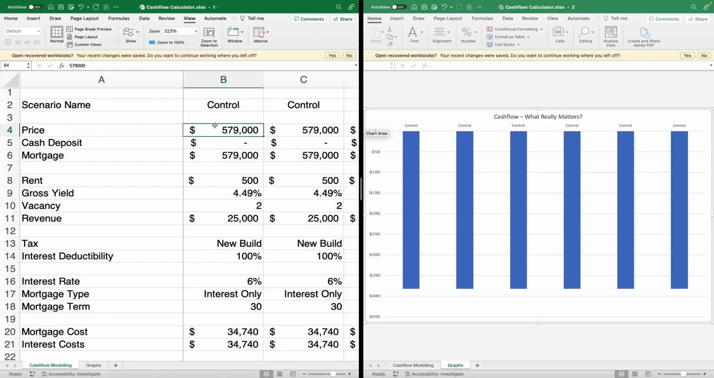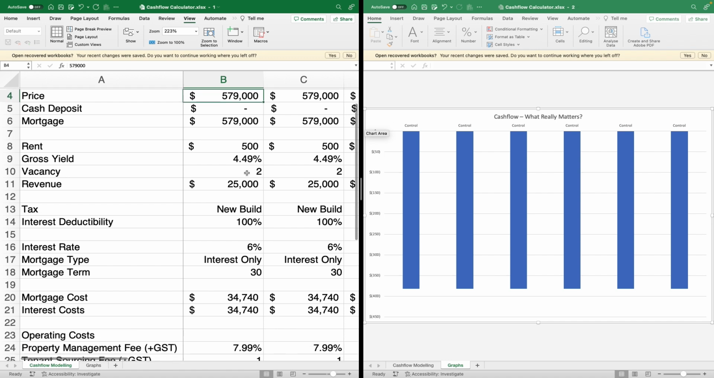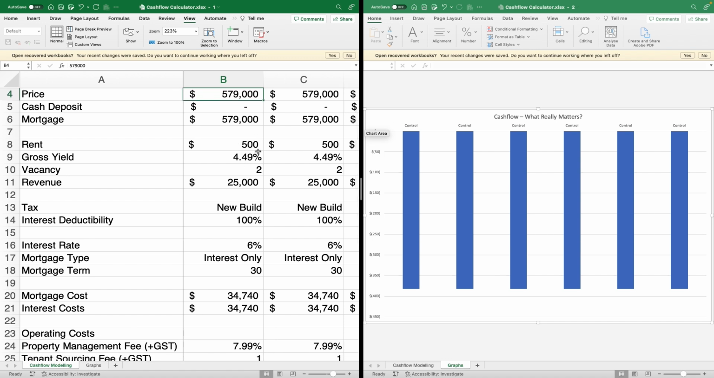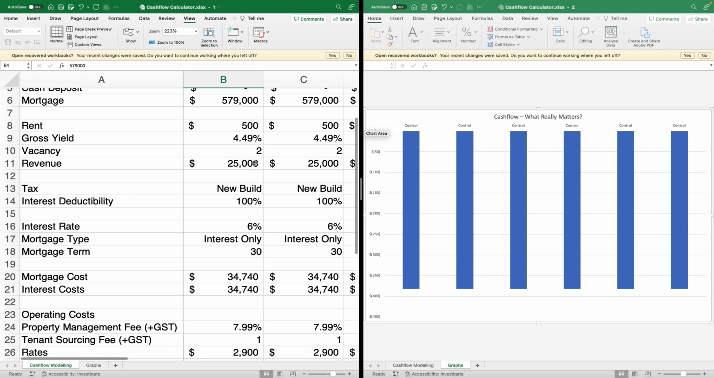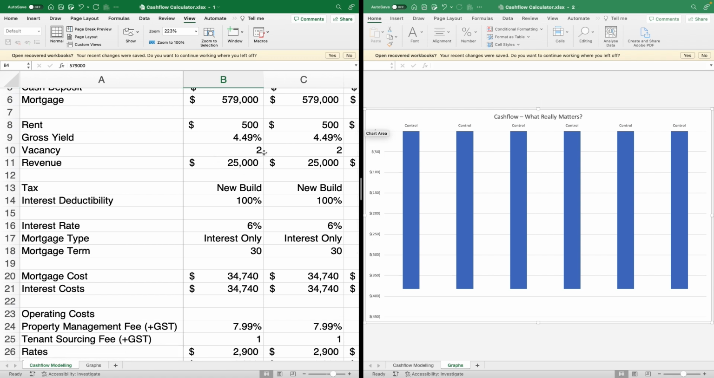So we're working on a purchase price of $579,000, but with no cash deposit. So someone borrowing 100% of the purchase price, with some against their own house and then the majority against the new rental property. We're working on a rental income of $500 per week, which is about 4.5% gross yield. Now, we always factor in 2 weeks a year vacancy. So the actual income for that property is $25,000 a year.